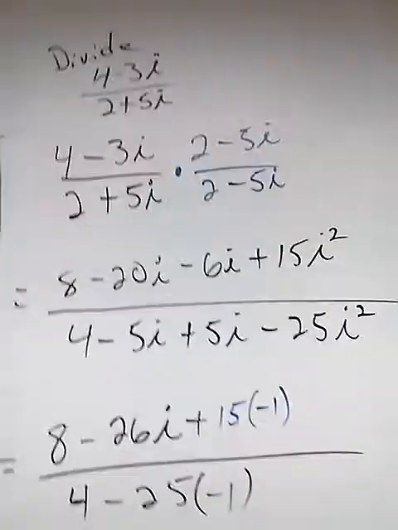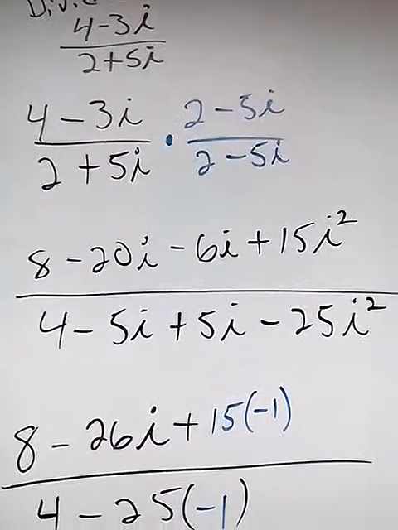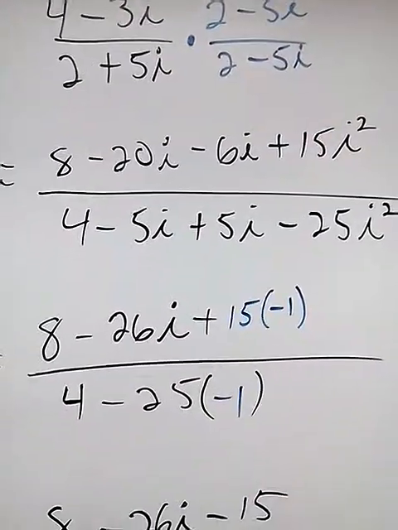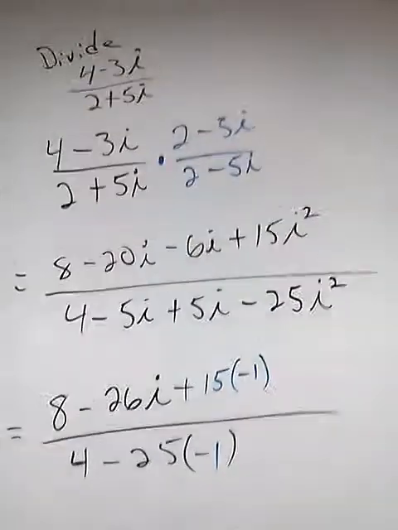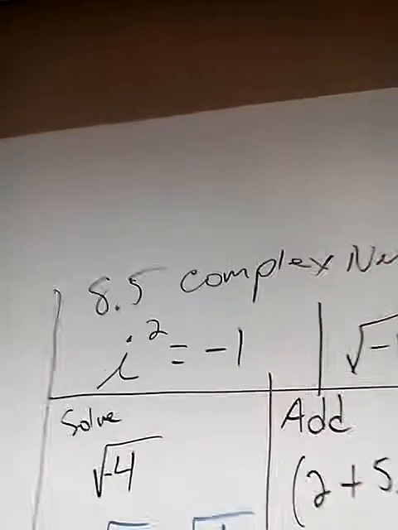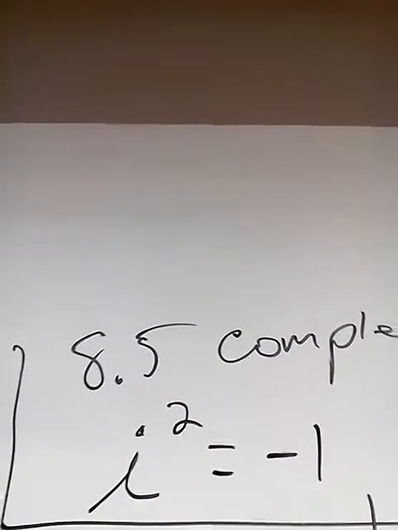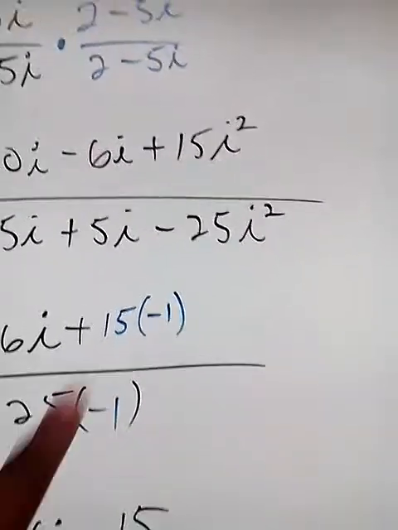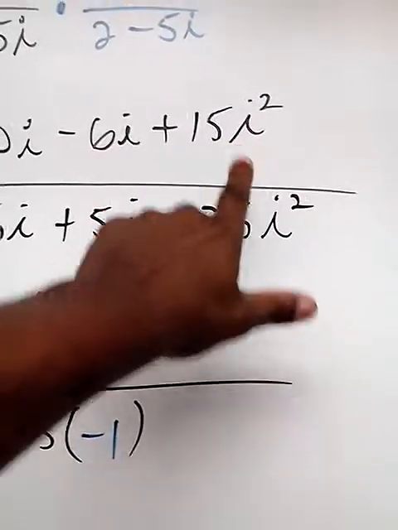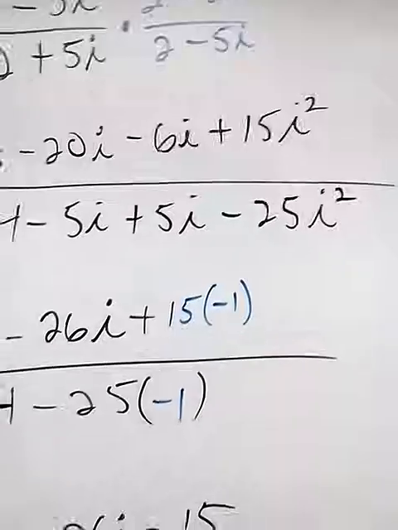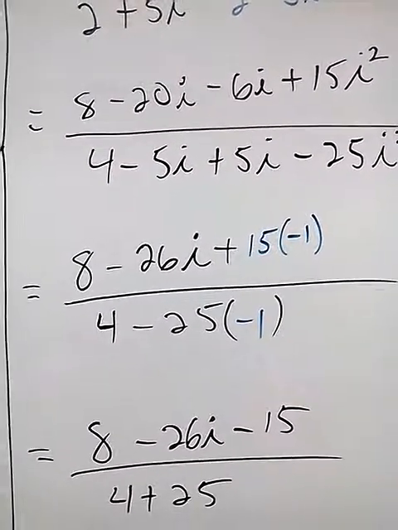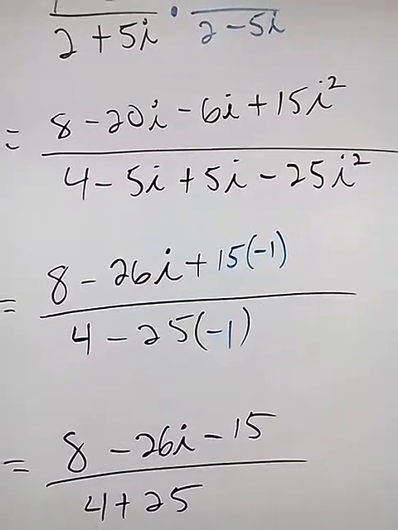And then the denominator, as we see it there, using the FOIL method, we combine like terms and use the idea that i squared is equal to negative 1. So when i squared is equal to negative 1, when we go back and we replace i squared with negative 1, the signs are going to change for the number that's in front of it.